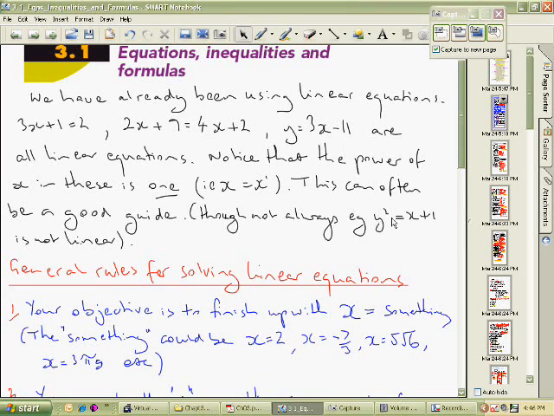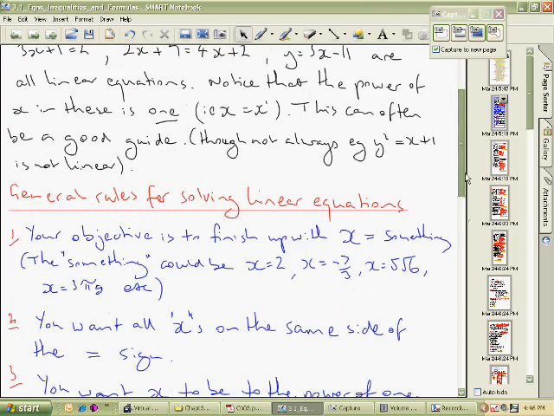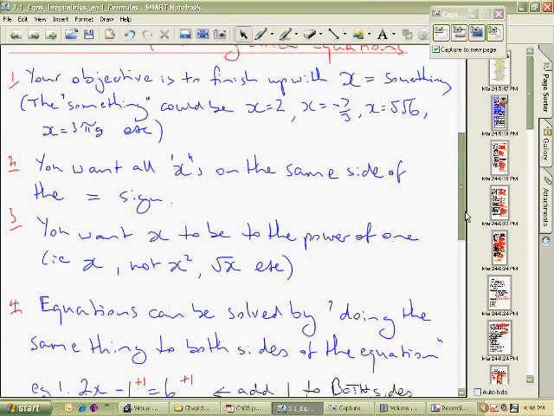There are some differences here. For example, this one here, we haven't come across this yet, but for the moment you can consider that to be the case. X to the power of 1 means it's a linear equation.